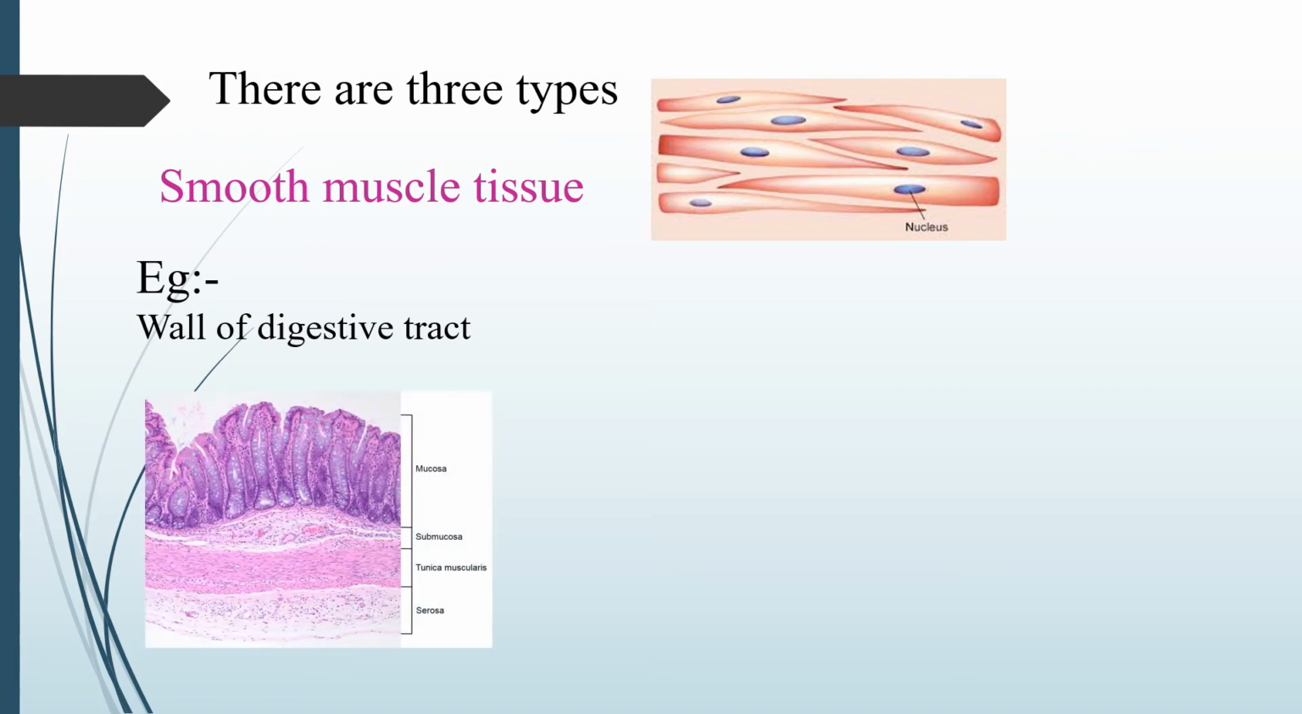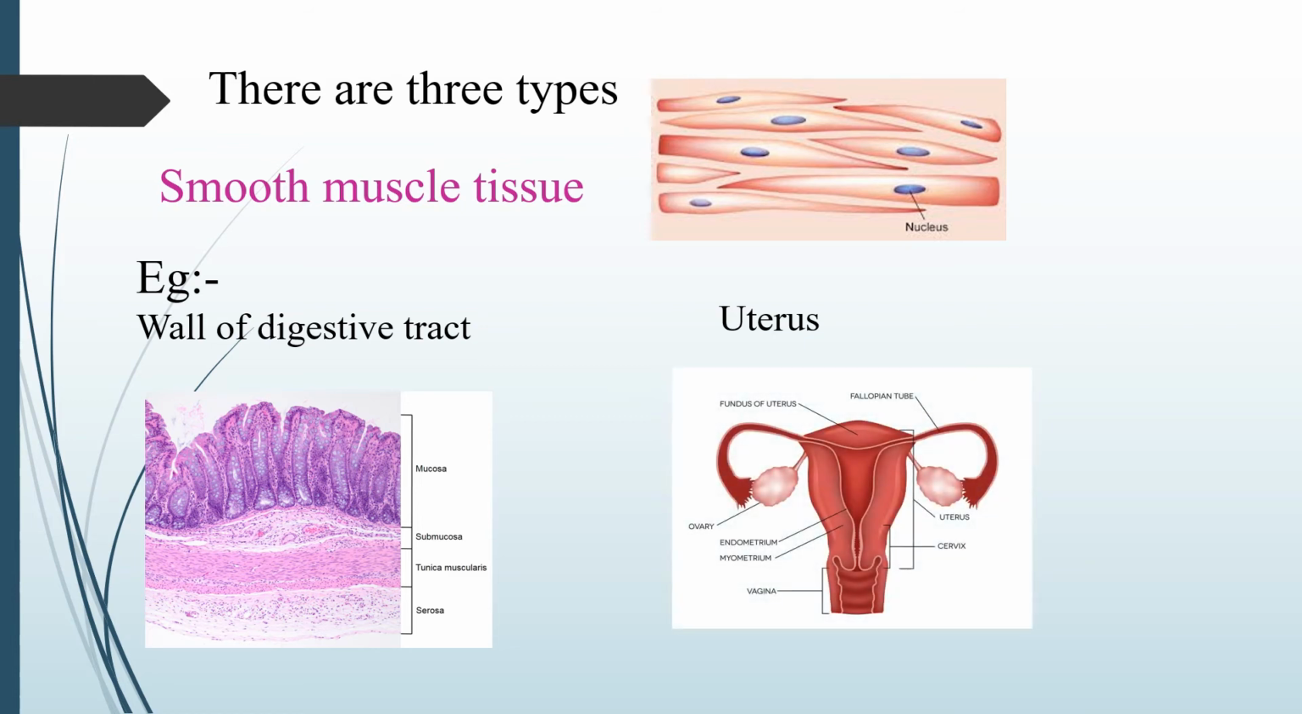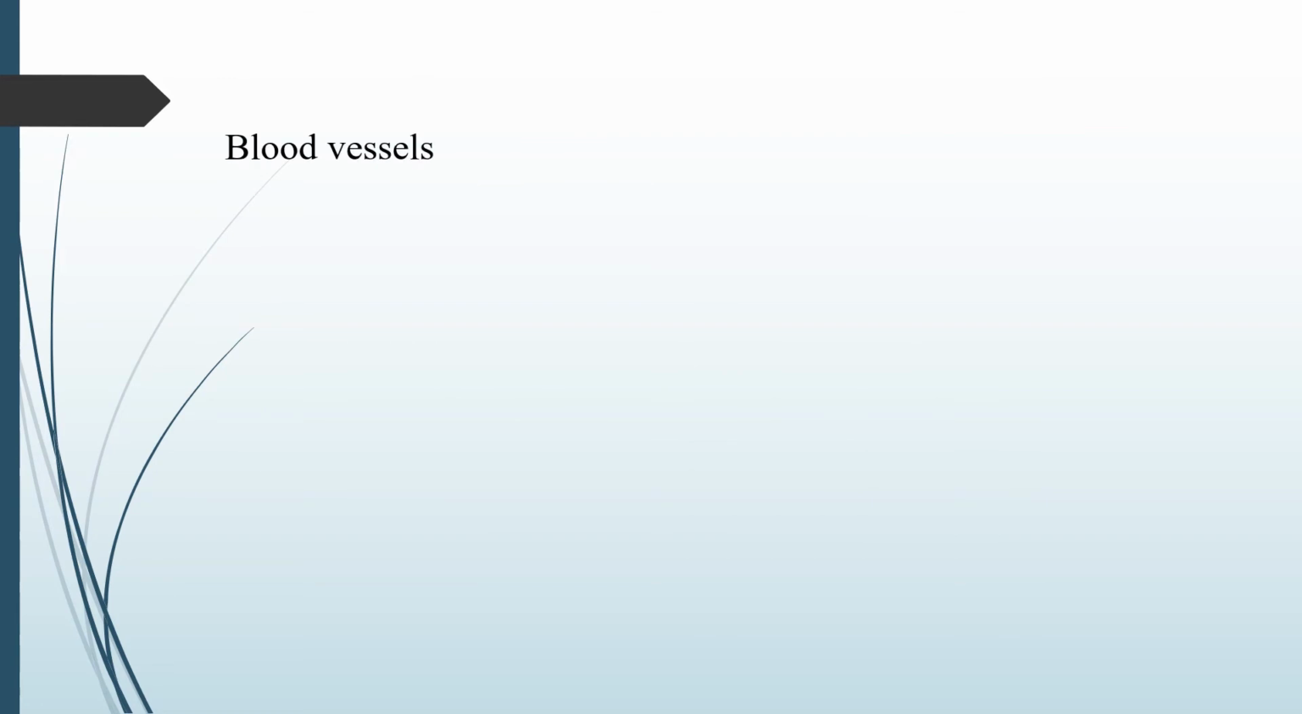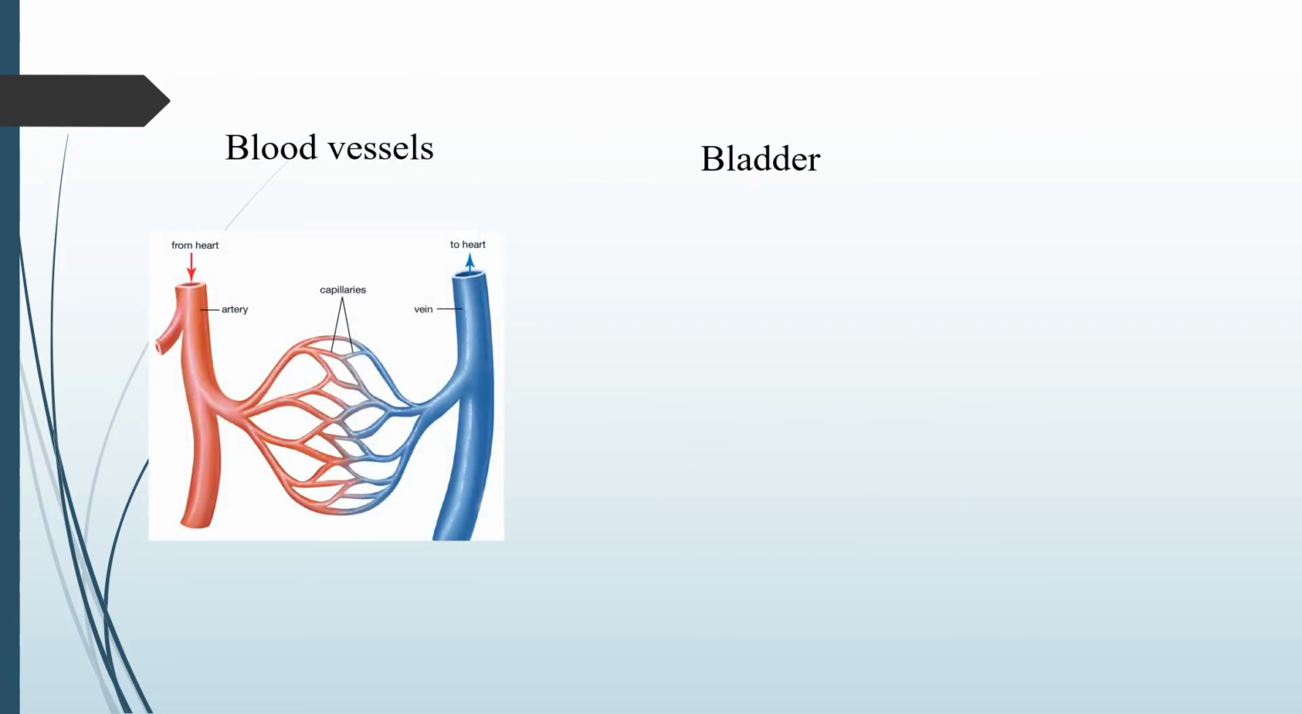The wall of the digestive tract is composed of smooth muscle tissue. And the uterus is also composed of smooth muscle tissue. Other examples are blood vessels and the bladder.